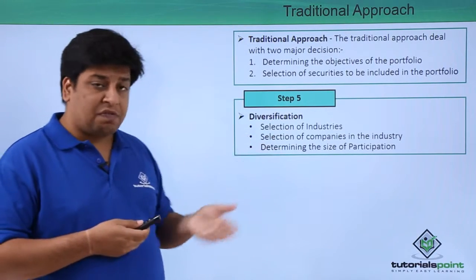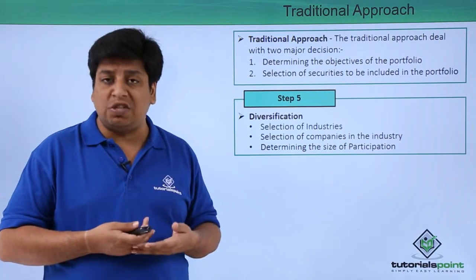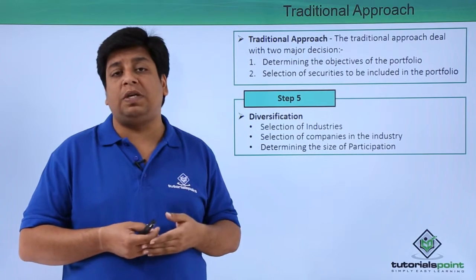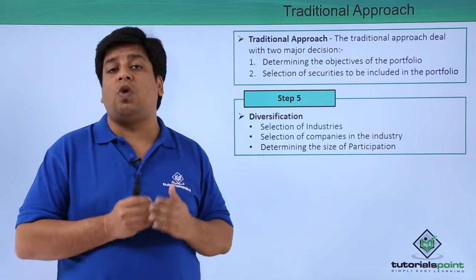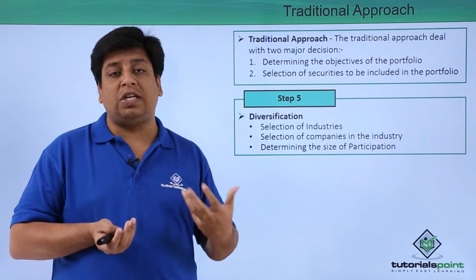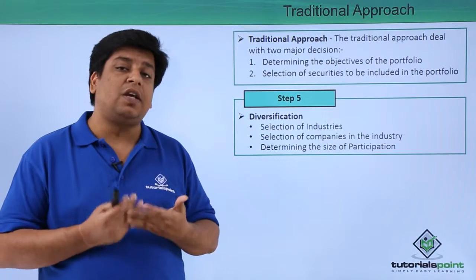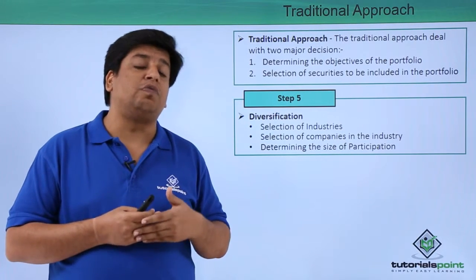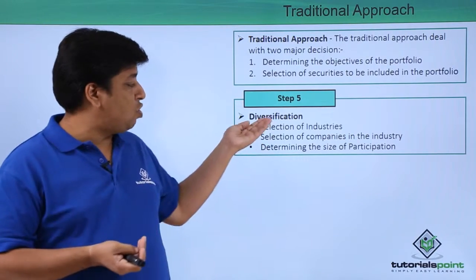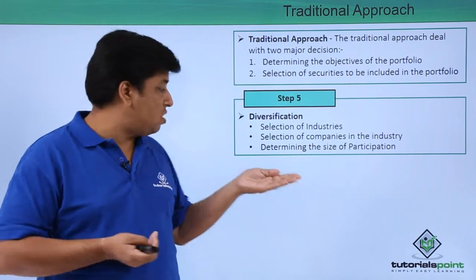Step 5 is diversification. Now it is very important to minimize your risk. You need to diversify. So selection of industry. Your portfolio should not be only concentrating on one particular industry. Let's say if you are designing a portfolio, mostly the stocks are from the telecom sector. If the telecom sector is not doing well, your portfolio will be actually in a very bad shape. So you need to make sure that there is diversification, and hence you should have a selection of industries.